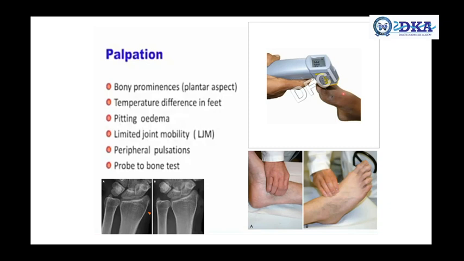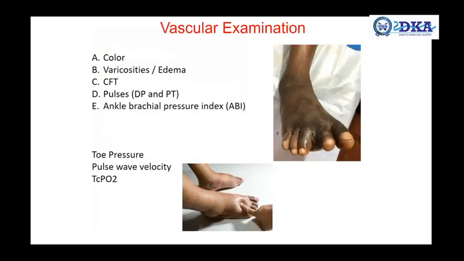Regarding the peripheral pulsation, the dorsalis pedis and posterior tibial artery have to be palpated. And probe to bone test is a very important thing that has to be evaluated to rule out chronic osteomyelitis. This can be done within 30 seconds, followed by vascular examination.